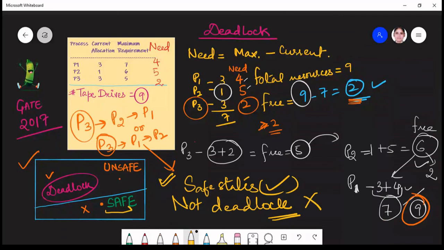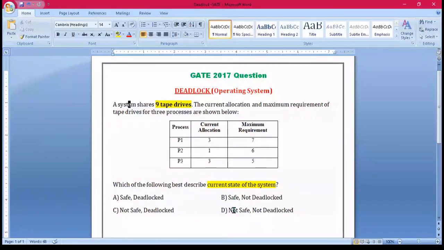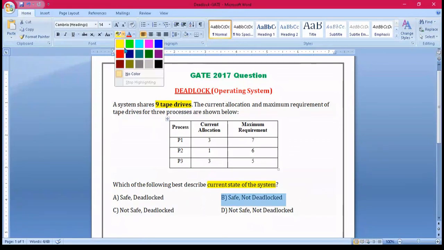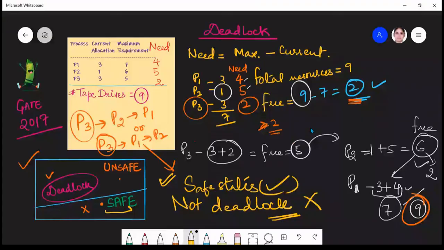So now let's see the answer here. We have a safe state, and both sequences are safe, and the system is also not in deadlock. So what will be the answer here? The answer is that your system is in a safe state and not in deadlock, right?